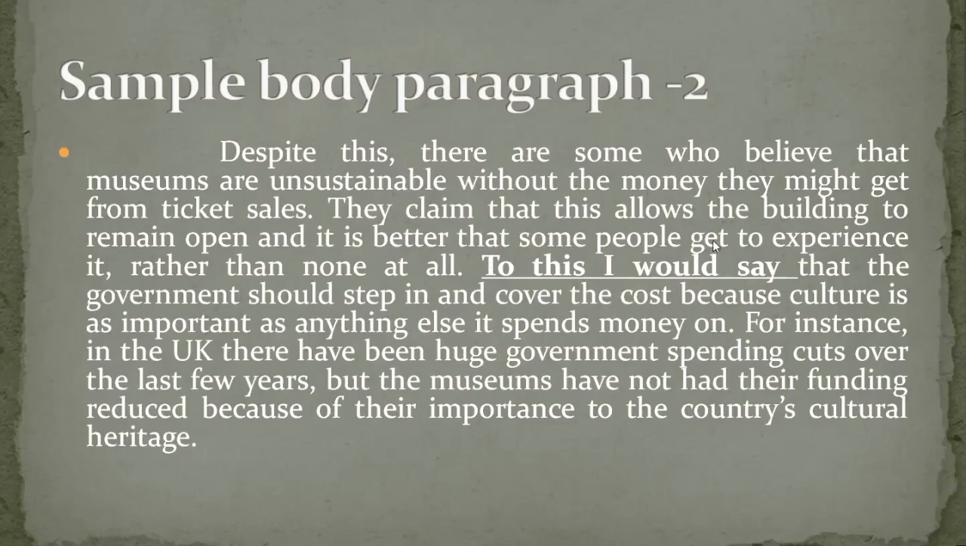So you have to provide a counter argument in this part. This is so important. And usually you start like that. To this, I would say, you're disagreeing with this information. So in this part, you are disagreeing with the information mentioned here. That the government should step in and cover the cost because culture is as important as anything else it spends money on. So you're saying that if you need money, get the money from the government, not from the people.